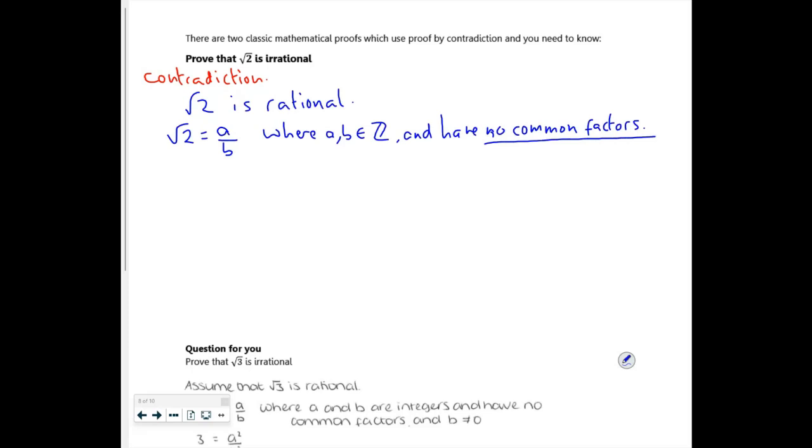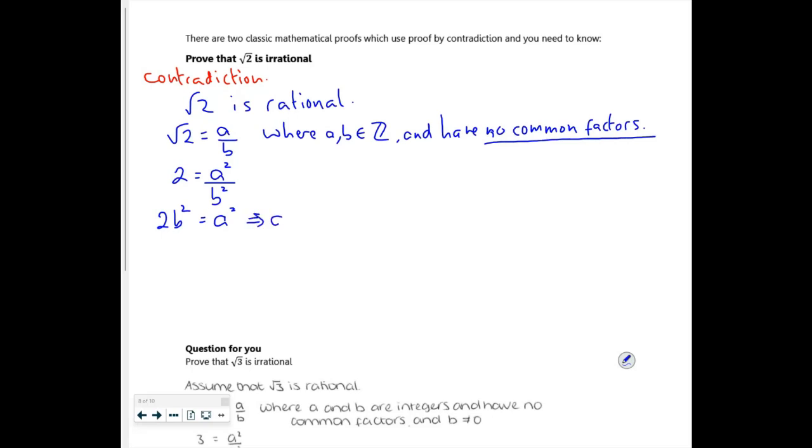Right, so I'm going to do a little bit of rearranging. So I'm going to square it first. So 2 is equal to a squared over b squared. So 2b squared is equal to a squared. Now then, this is the bit we don't like, because there's a little bit of an assumption in here.